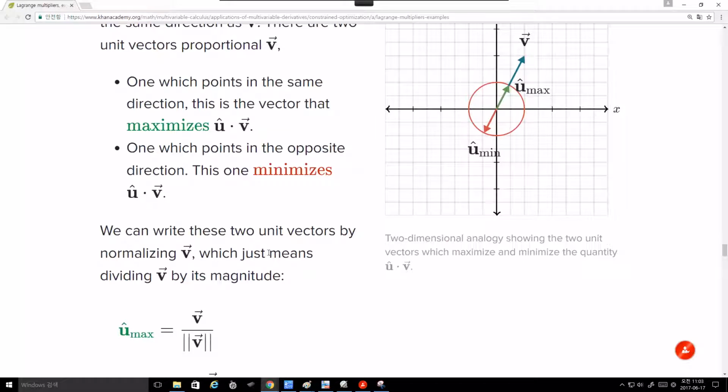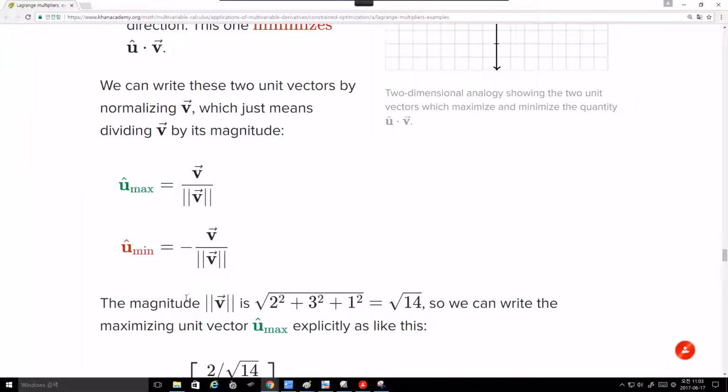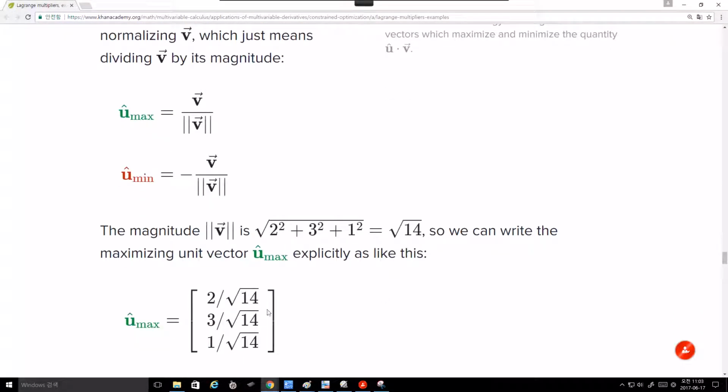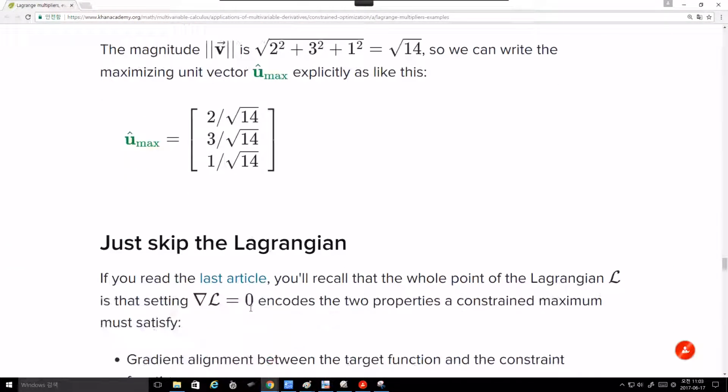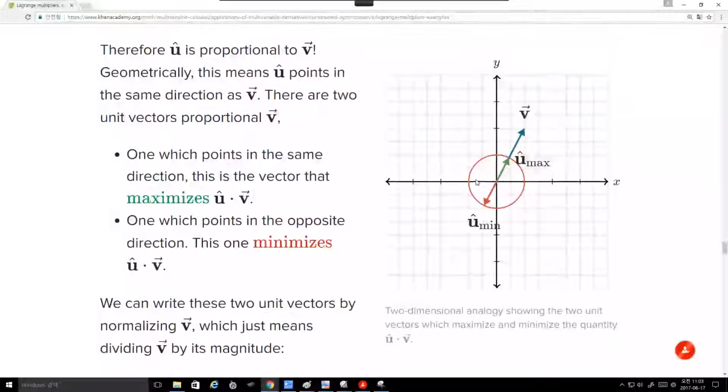We can write these two unit vectors by normalizing v. So by normalizing v, this one is max and this one is min. The magnitude is root 14. So u max is this one. The minimum is simply putting a minus over here, right? Basically, we are looking for a vector with the same direction, and the length should be 1. So we can simply normalize this one, right?